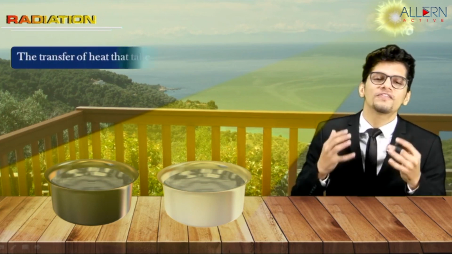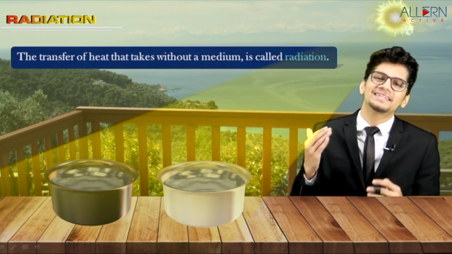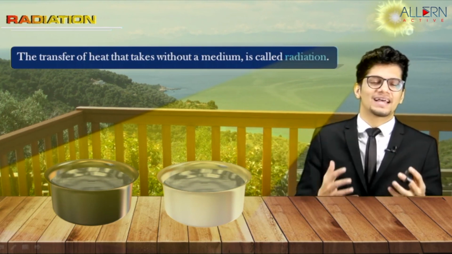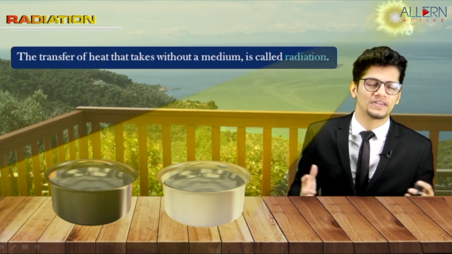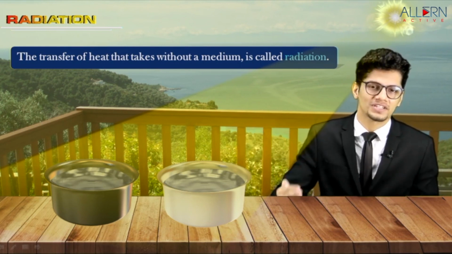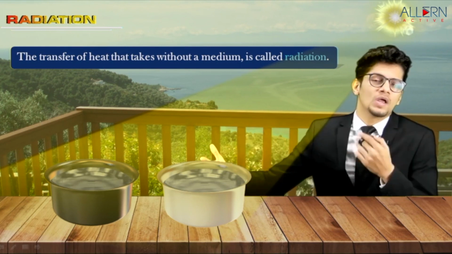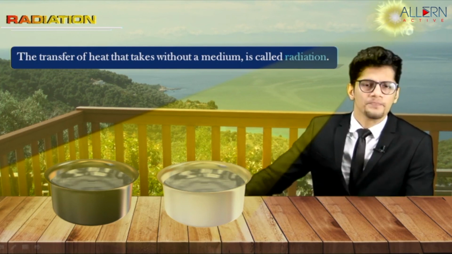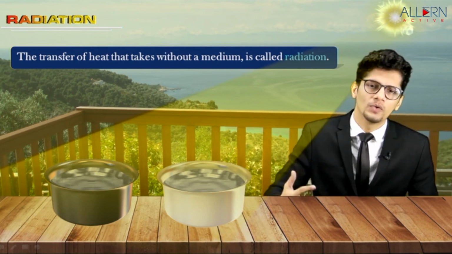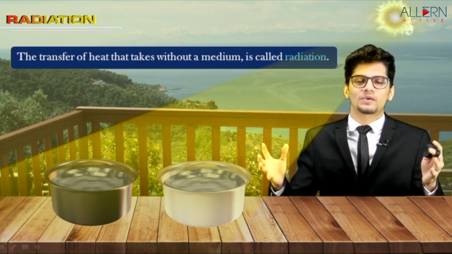And when these rays reach the Earth, they carry heat along with them, right? This transfer of heat is in the form of radiation. So the transfer of heat that takes place without a medium is called radiation. So these were the three modes of heat transfer: conduction, convection, radiation. In conduction, we know that solids are required. Convection takes place in fluids, whereas in radiation, we do not require a material medium.